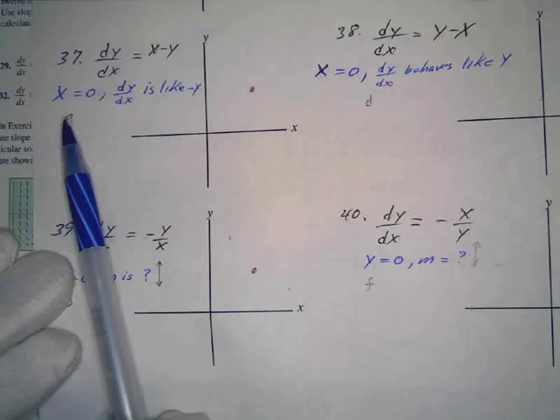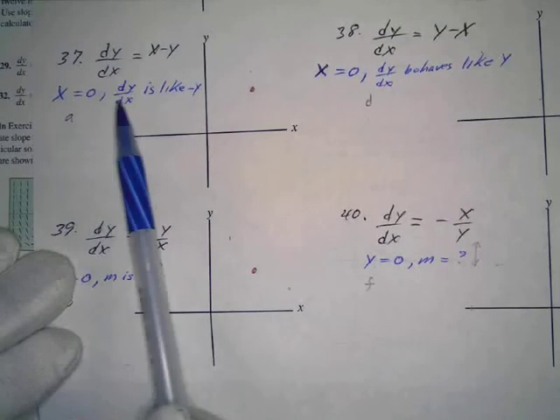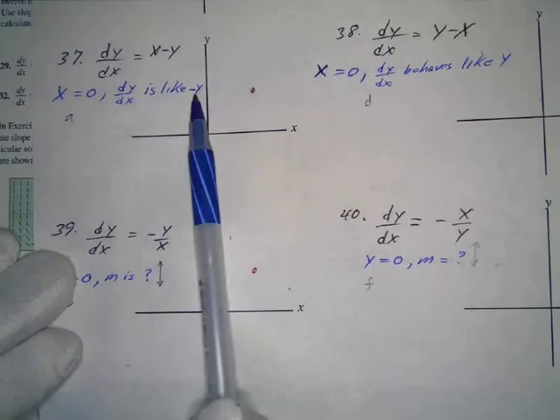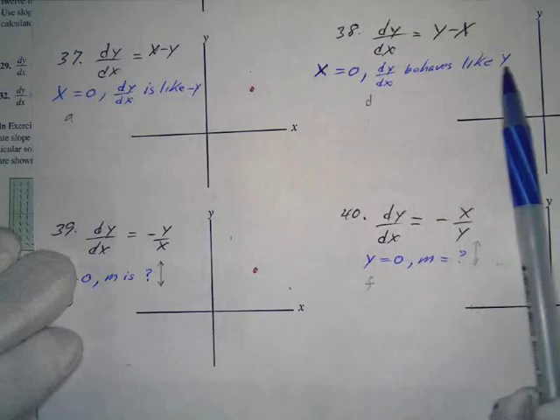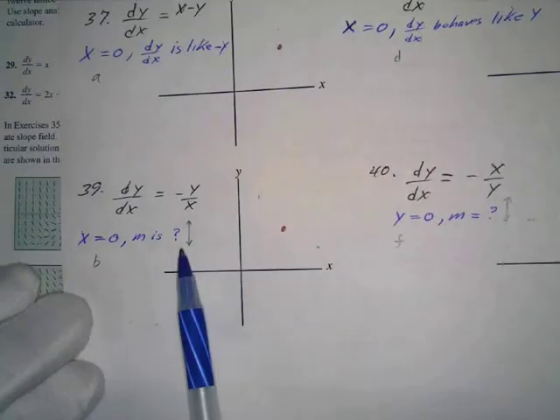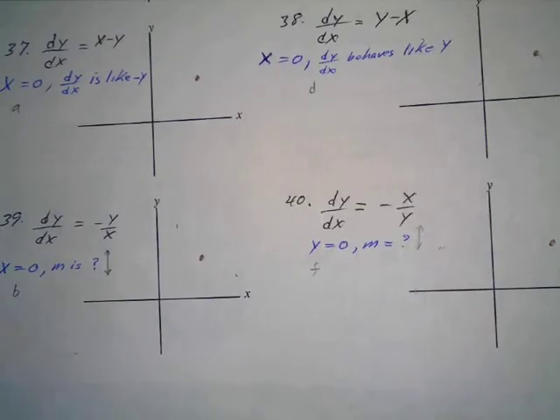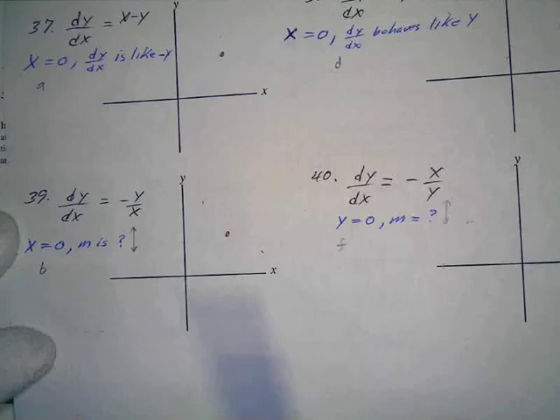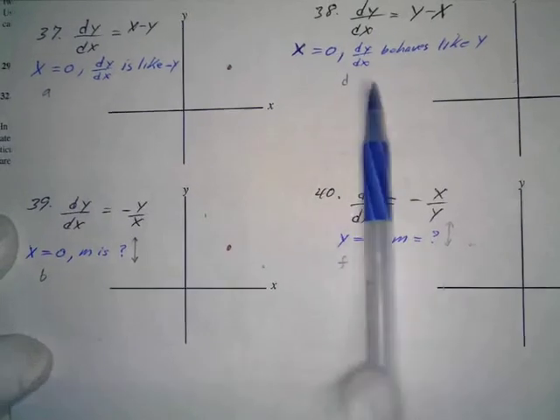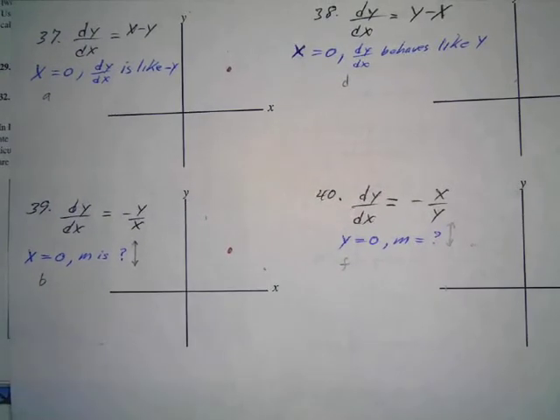And then for 37A, when x is 0, dy/dx is like negative y. And when x is 0, dy/dx behaves like y. And then when x is 0, m is undefined or vertical line. And when y is 0, m is undefined or vertical line. So that's how I came up with these solutions. So I hope that makes sense. You just have to kind of noodle these things out.